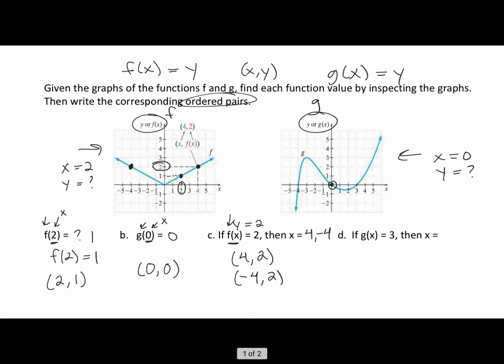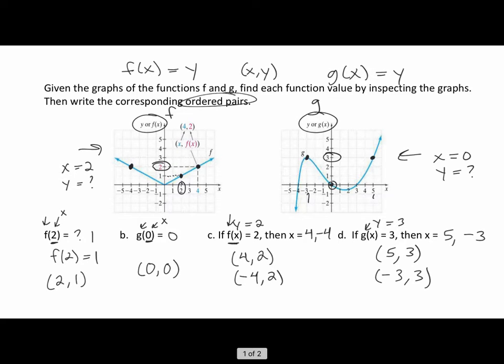For d, if g of x equals 3, then x equals what? So I'm going to the graph on the right, the g, and this says y equals 3. So y equals 3 on this graph. What is x? So here's a point where y equals 3 and x is 5. But here's another point where y equals 3 and x is negative 3. So we're going to have 2 points here. One where x is 5 and y is 3. And another one where x is negative 3 and y is 3.